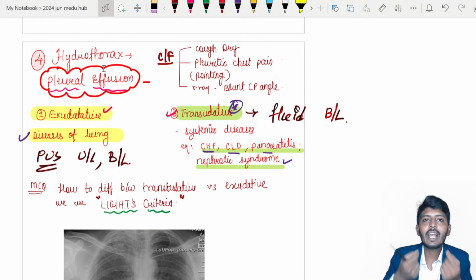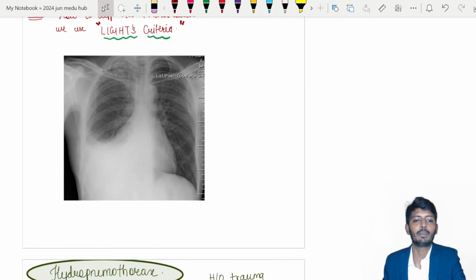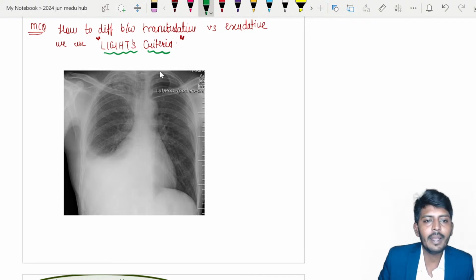Pleural fluid. We will take out the pleural fluid. After taking the pleural fluid, we will run some tests, such as LDH levels, glucose level, and other values. Based on those values, we can calculate whether it is a transudative or an exudative pleural effusion. So let's look at this one.